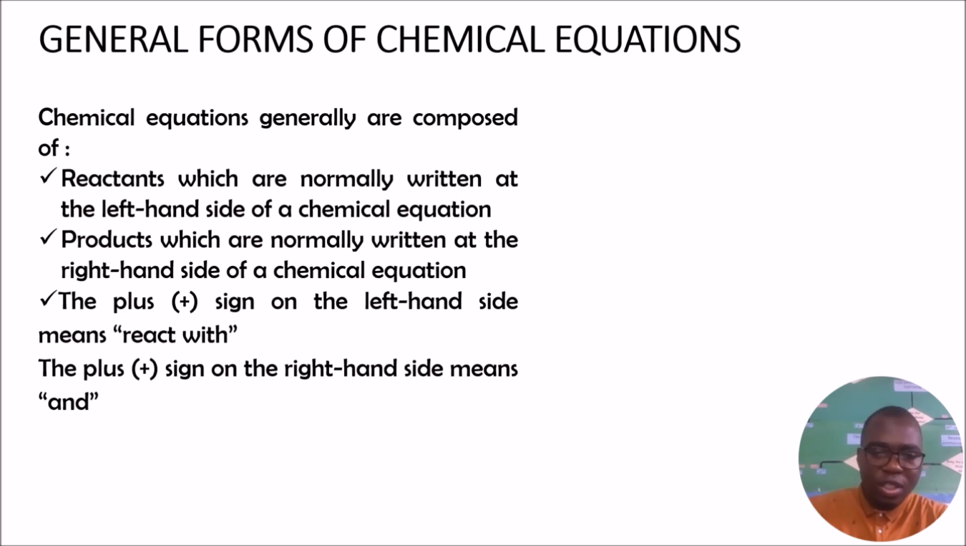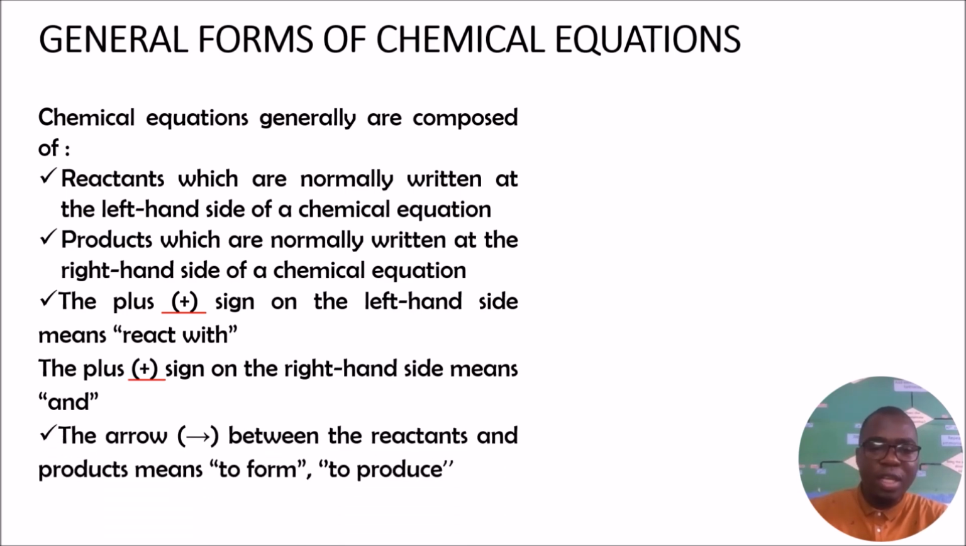So please take note, there is a plus sign. When the plus sign is on the left side of the equation, it is going to mean react with. When the same plus is on the right-hand side of the equation, it is going to mean and. Now, someone might be wondering what the left-hand side and the right-hand side are. In a short while, we're going to see this. The equation also has an arrow. The arrow between the reactants and the products means to form or to produce.